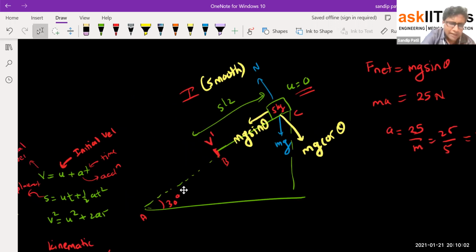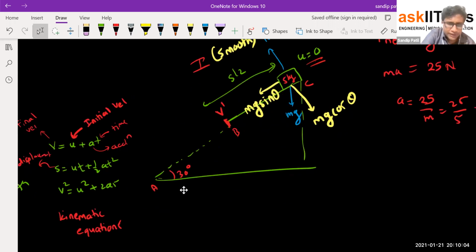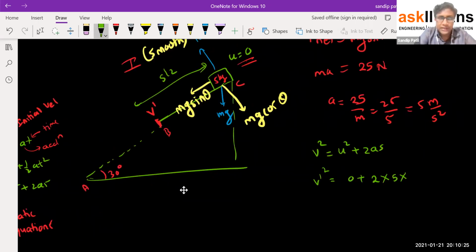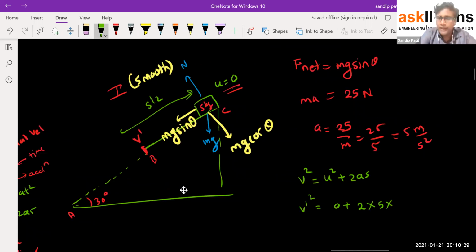So how to calculate that one? We can use the third kinematic equation, right? So let's say this is v square equal to u square plus 2as. Let's use this one. We want to calculate v dash. V is the final velocity, v dash, right? U is how much? 0, plus 2 into what is the value of acceleration? That is 5. Distance covered is how much? S by 2. Let me write this as s by 2 only.